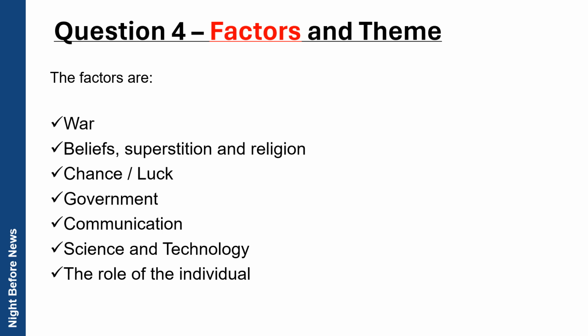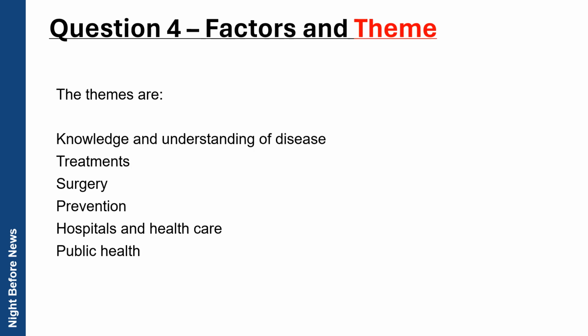So in terms of the factors that they could ask you about, they could ask you, has war been the main factor? Has religion been the main factor? Has luck been the main factor? Government, communication, science and technology, and the role of the individual. It's really important that you know those factors. So your teacher should have given you a chart which shows you the different factors over the different time periods, so make sure you revise that for the exam. The themes they might choose to ask about are people's knowledge and understanding of disease, the treatment of disease, surgery, prevention, hospitals and healthcare, and public health.